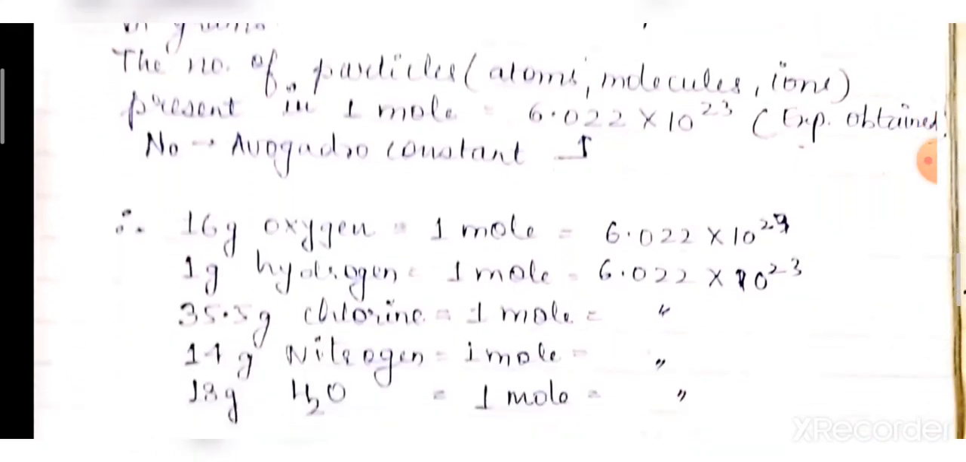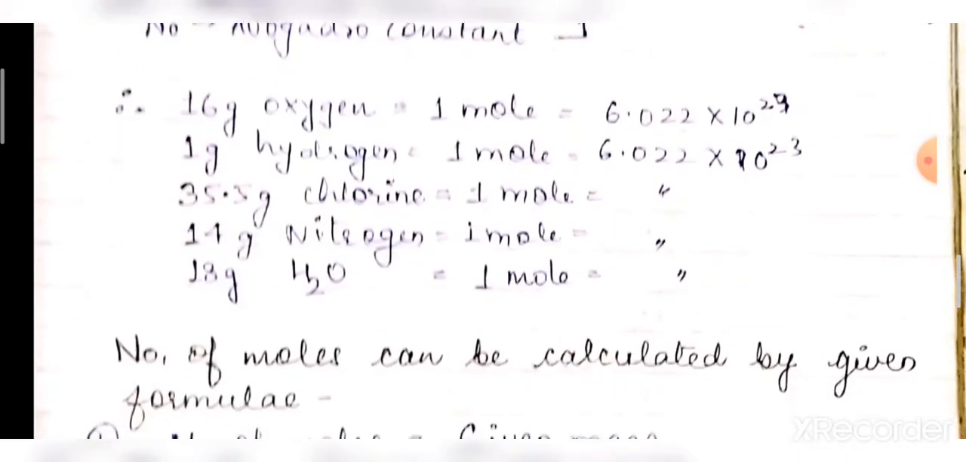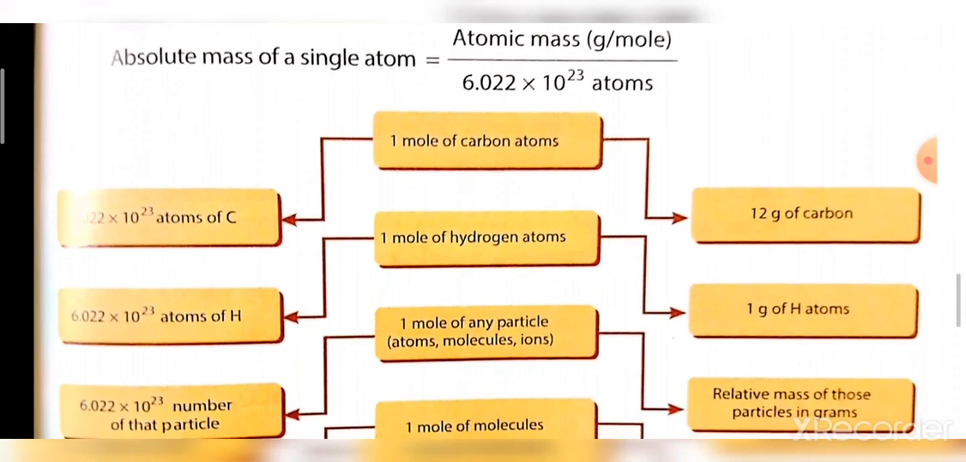So I think the concept is clear to you. You can take the example or the explanation from here. The help can be taken from this diagram also. Absolute mass of a single atom is equal to atomic mass upon 6.022 into 10 raised to the power 23 atoms. That is the mass of a single atom. If we want to calculate the mass of a single atom, we can calculate by this formula. We have to write the atomic mass of that atom, upon the Avogadro number.